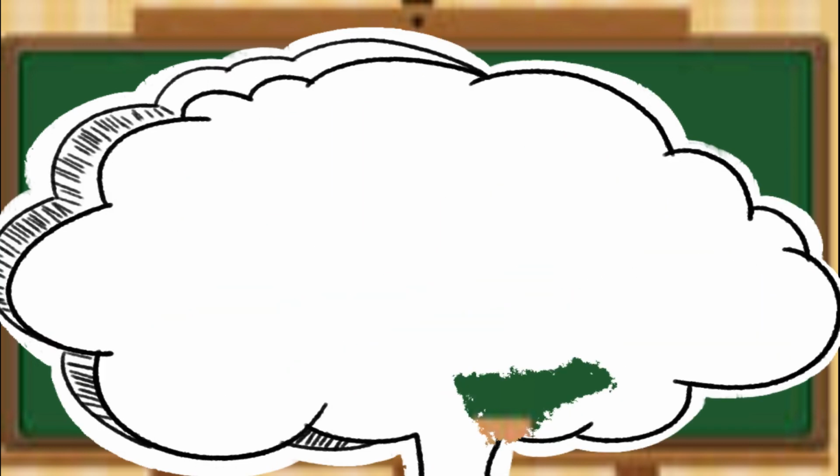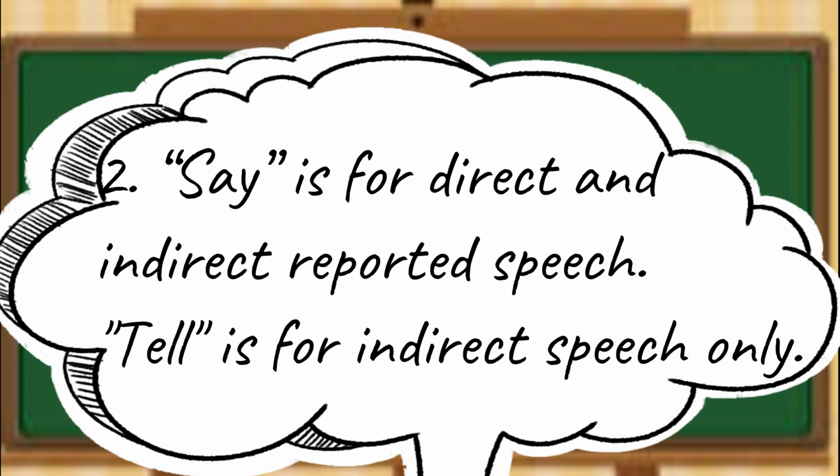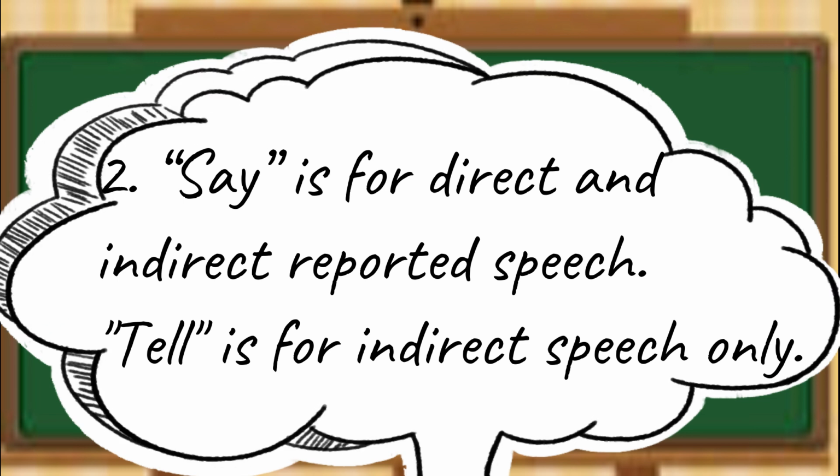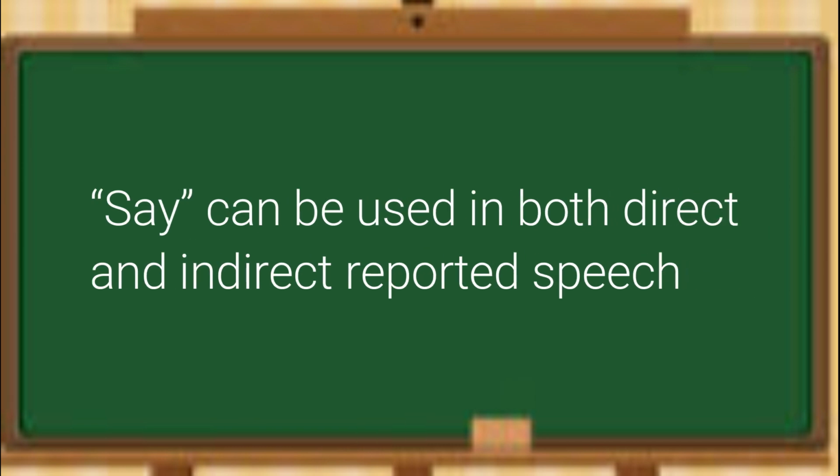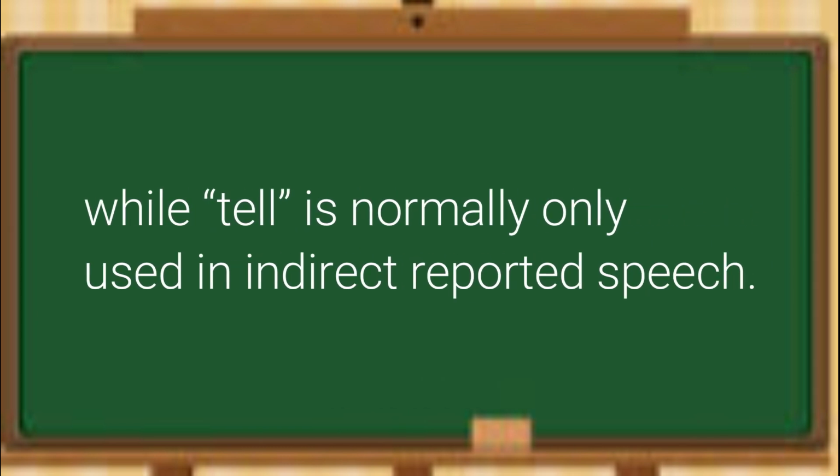Number 2. Say is for direct and indirect reported speech. Tell is for indirect speech only. Say can be used in both direct and indirect reported speech, while tell is normally only used in indirect reported speech. Now, let's have some examples.